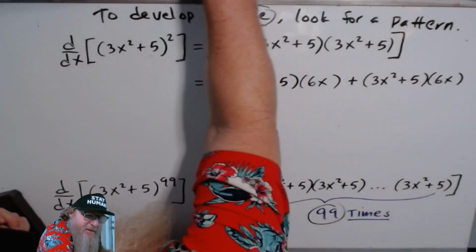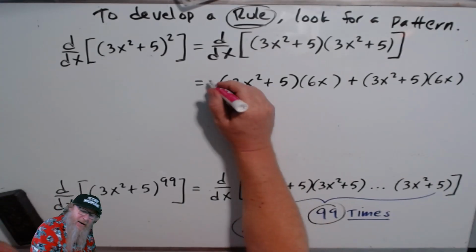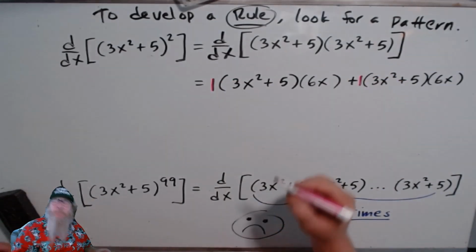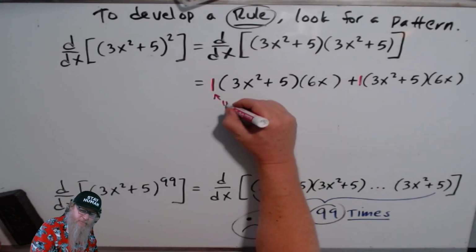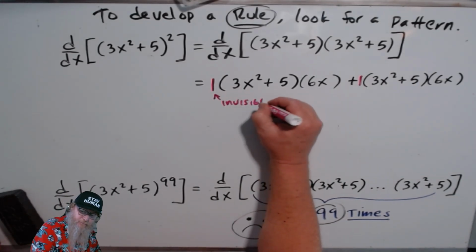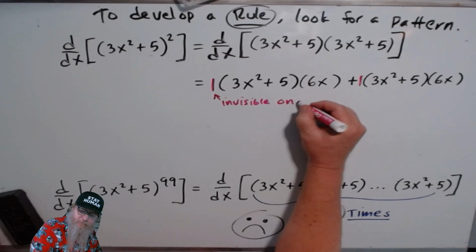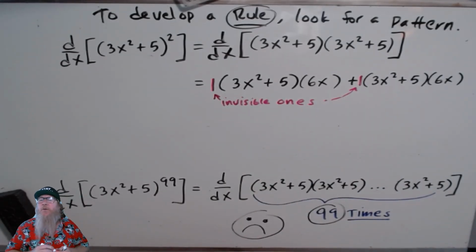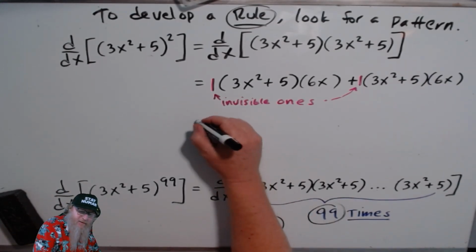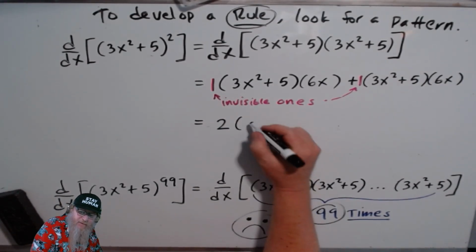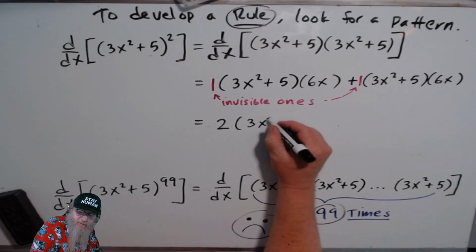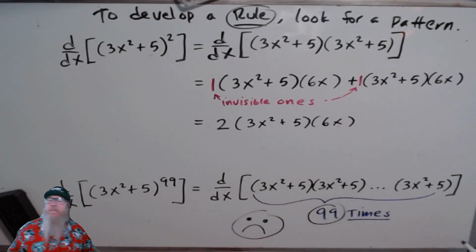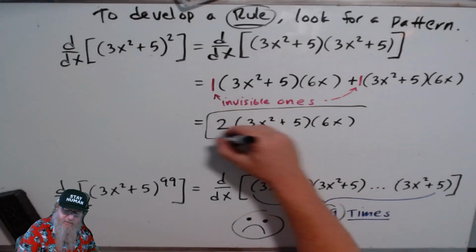So there is an invisible 1 right here and right here. So what we're going to do is add these together. And I'm going to leave it unsimplified.